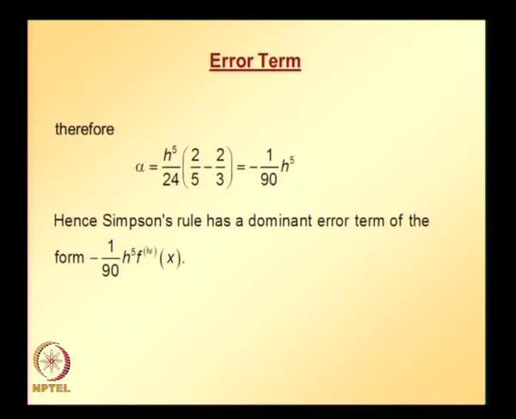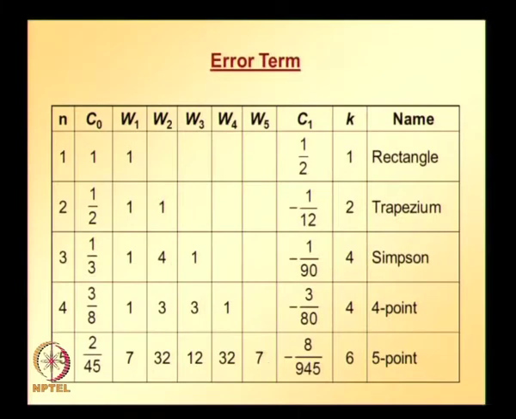So, to summarize, an integral between the limits a to b of f(x) dx can be approximated using these Newton-Cotes rules using this formula, where the second term of this formula is associated with the dominant error term for that particular rule, and the constants C naught, W's and C1, all those details are given in this table.